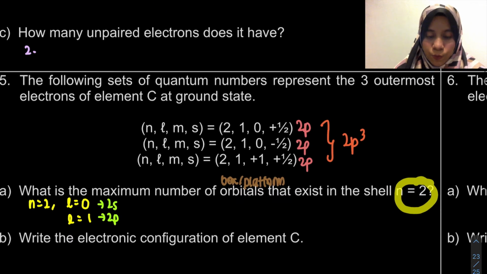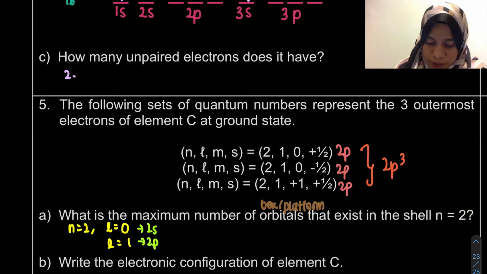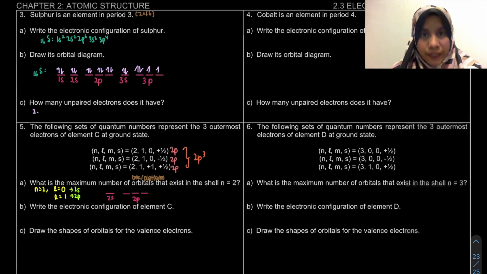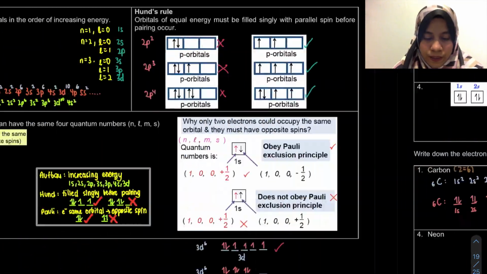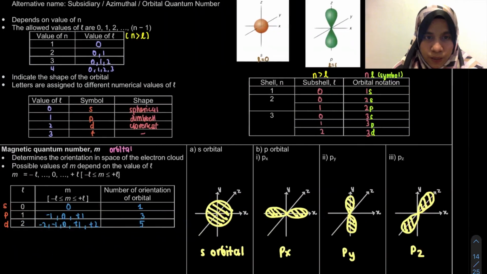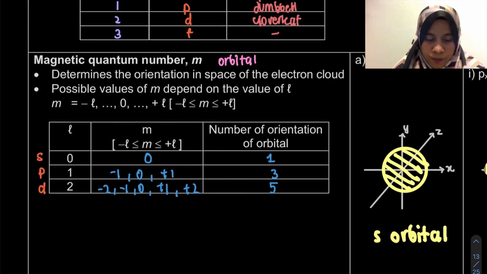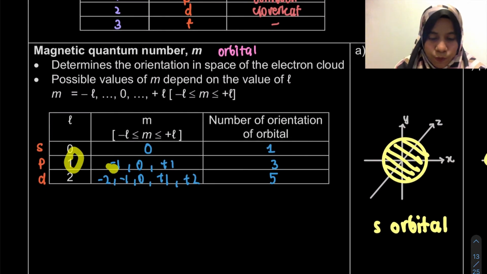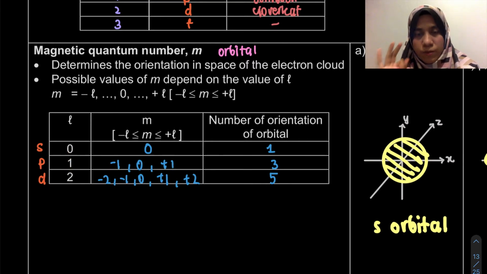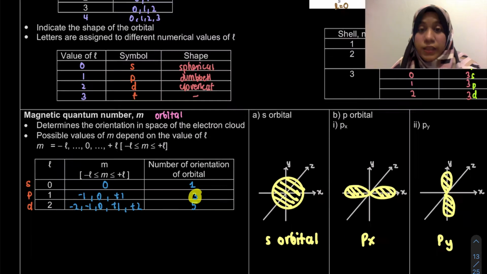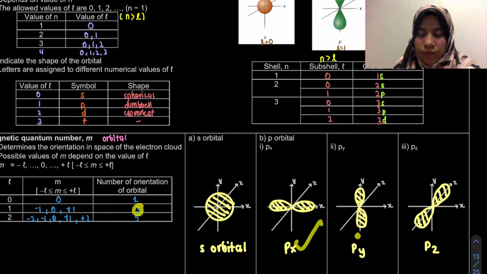So when n equals 2, the first one we can have is our 2s, 2s. After 2s we could have 2p. 2p, remember, has 3. Okay, why does it have 3? Because when l equals 1, m could be negative 1, 0, positive 1. So it means it has 3 possibilities. The number of orientations is 3. That's why we have px, py, pz.